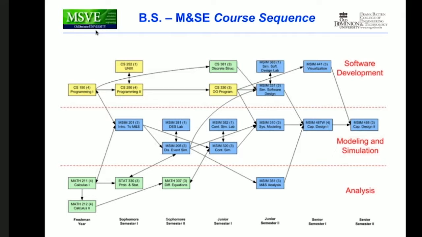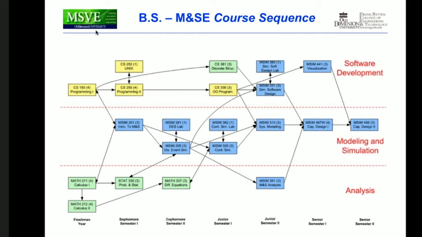There are 2 boxes in that middle row all the way to the right, and that is a year of senior design which culminates in a real-world experience in designing a system that has to do with modeling and simulation. The next speaker will talk about systems that were developed as part of this 1-year experience by our students.